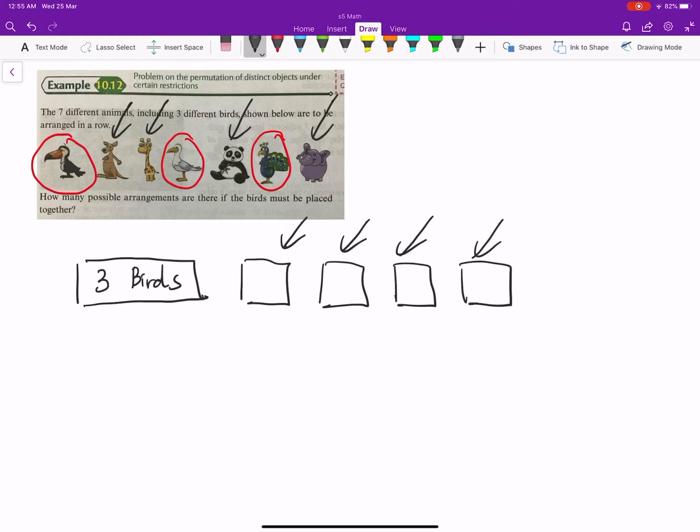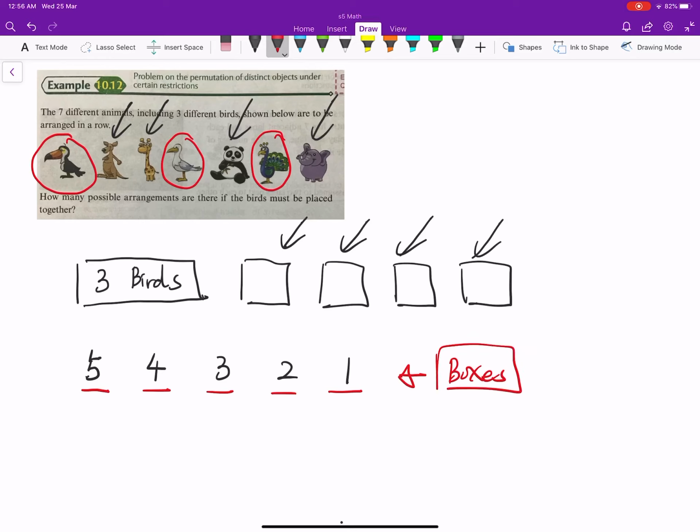So now you can see that there are 5 boxes, right? Then which box do we put in the first one? How many choices are there? We get 5, same as what we did before. And then 4 here, 3, 2, 1. So this is for arranging the boxes. Then is the answer just simply multiplying this by 5?